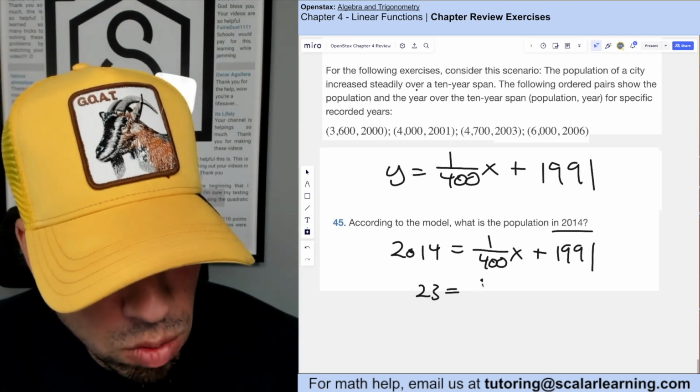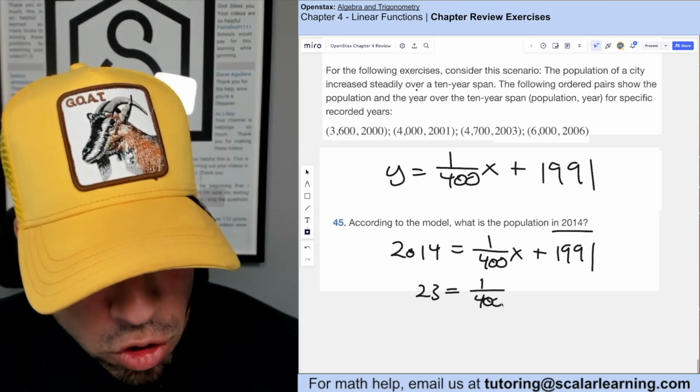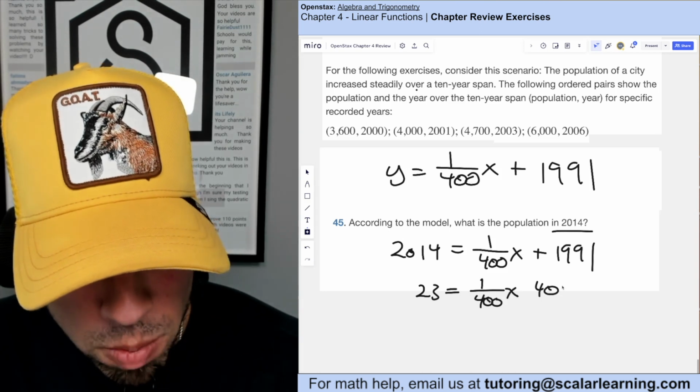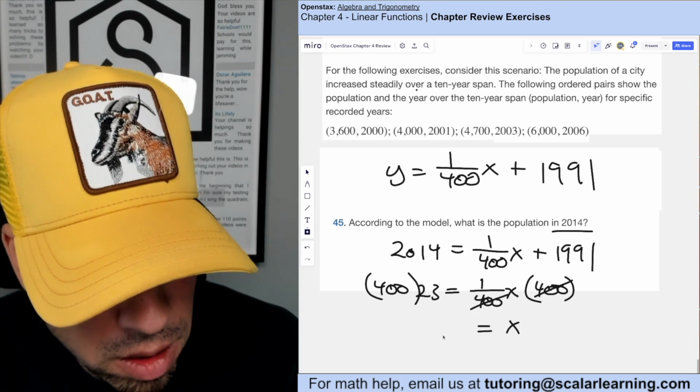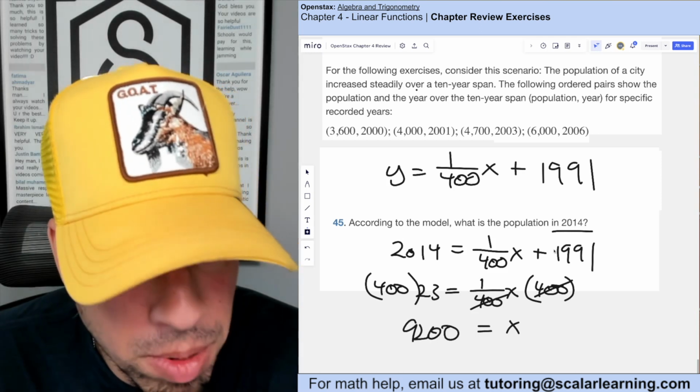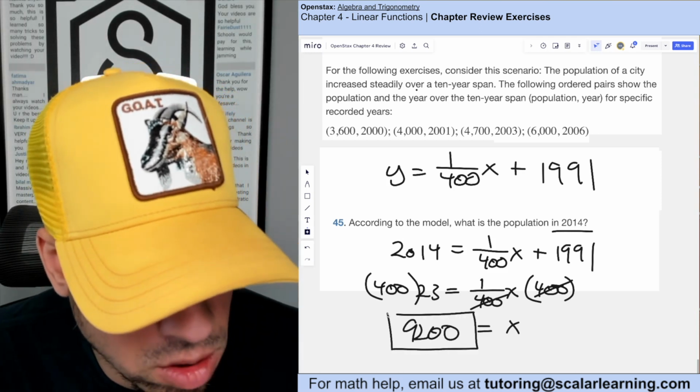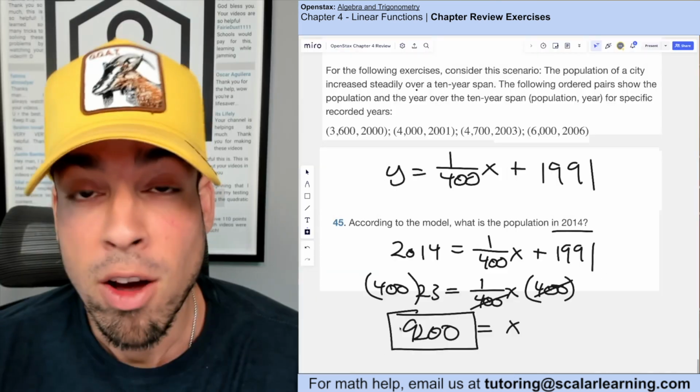Then 23 equals 1/400x. Last but not least, multiply both sides by 400. 400 times 23 is 9,200. So the population in 2014 is 9,200. Boom, done.